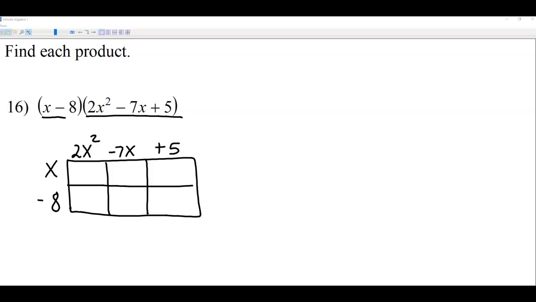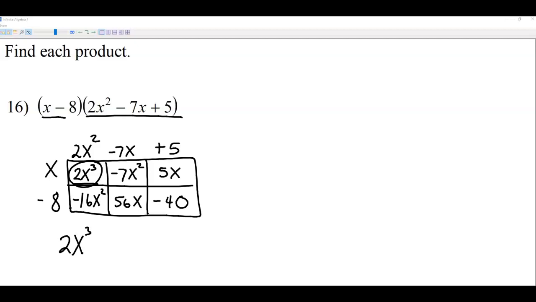So this box will be 2x to the third. The next one will be negative 7x squared, 5x, negative 16x squared, 56x, and negative 40. And now we're going to take the terms out, starting with the highest power.